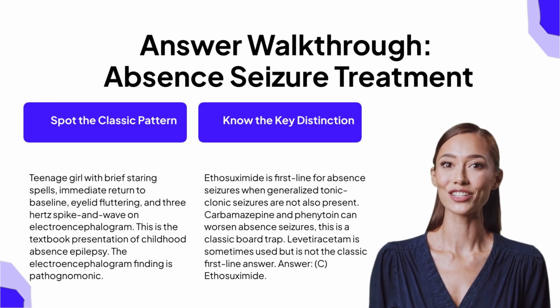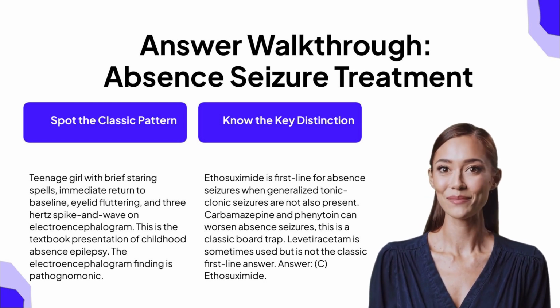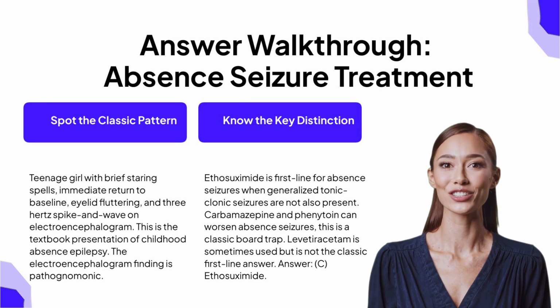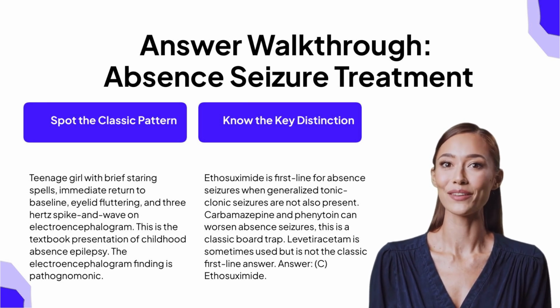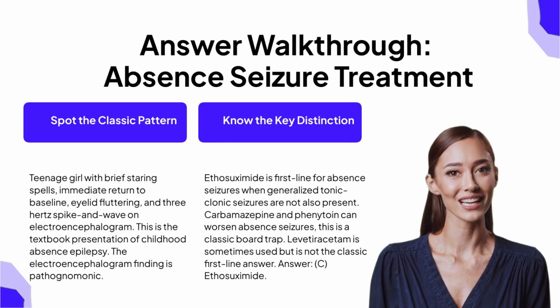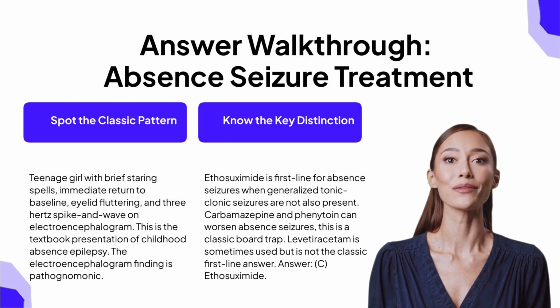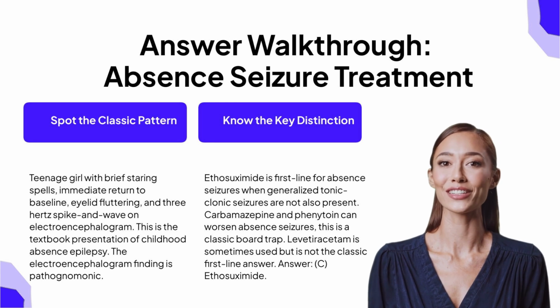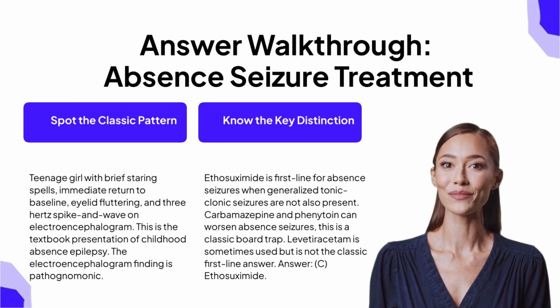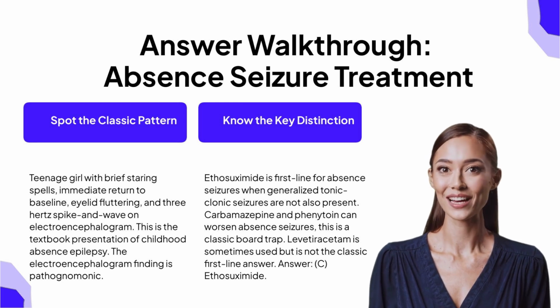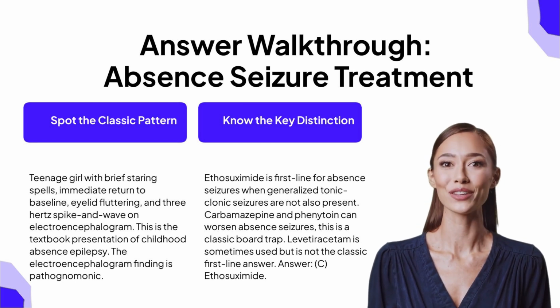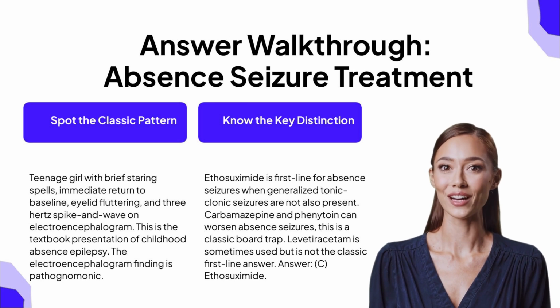Now know the key distinction. Ethosuximide is the first-line treatment for absent seizures, when generalized tonic-clonic seizures are not also present. Here is the board trap. Carbamazepine and phenytoin can actually worsen absent seizures. This is a classic wrong answer that the test writers love to include. Levetiracetam is sometimes used for absent seizures, but it is not the classic first-line board answer. The correct answer is C, ethosuximide.